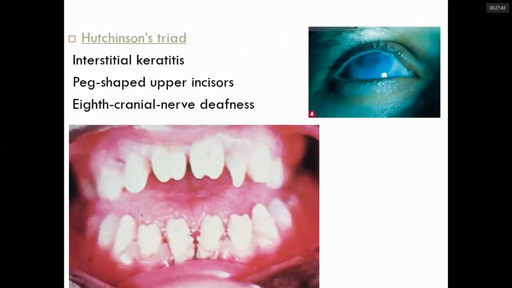There is one term called Hutchinson's triad. It is seen in late congenital syphilis. The Hutchinson triad involves 3 clinical features: interstitial keratitis, peg-shaped upper incisors, and eighth cranial nerve deafness. It is called Hutchinson's triad.